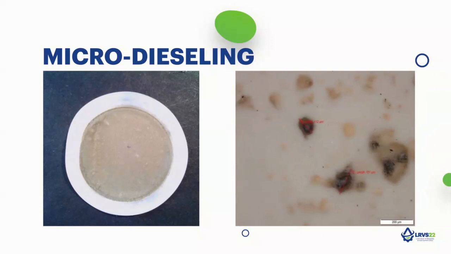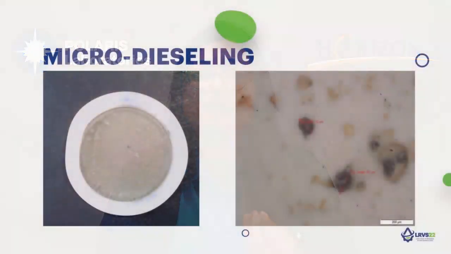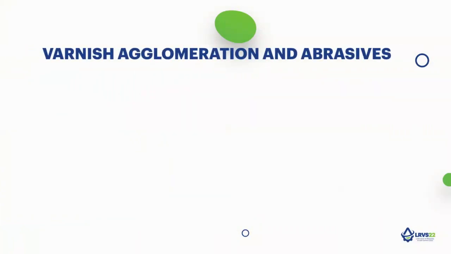In the image on the right, you will see clear varnish agglomerations that are encapsulated. They have encapsulated carbon molecules. Within those carbon molecules, we also detected wear debris embedded. This was mind-blowing because it made it possible to determine that microdieseling varnish generated wear and ultimately led to failure. Varnish agglomerations are abrasive.